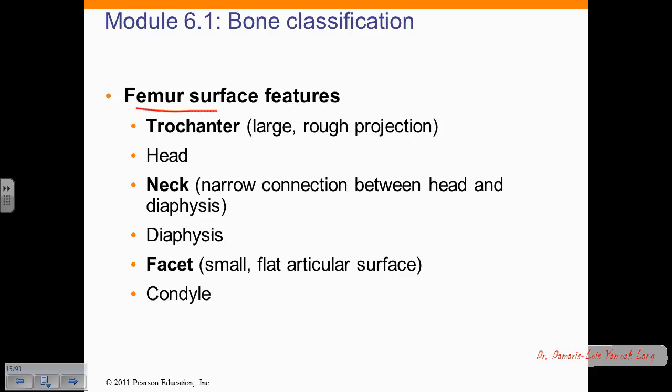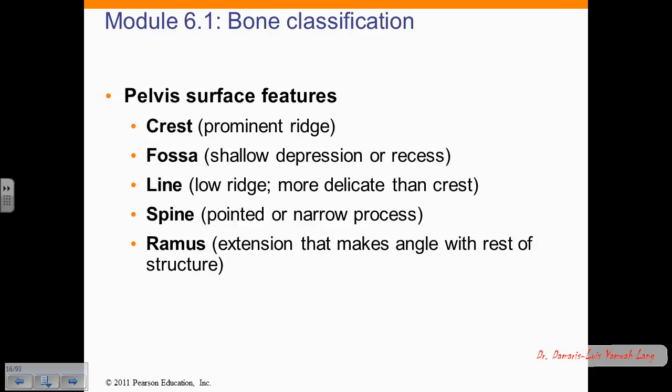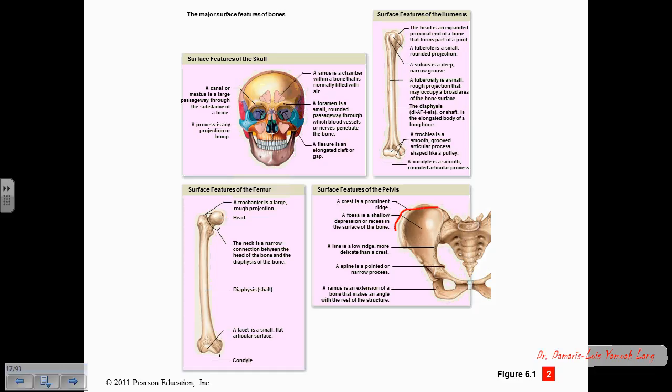And I also mentioned some surface markings, for example the femur. Again, if the projection is large and rough, they call it trochanter instead of tuberosity. In case it was smooth, then it would be tubercle. And then this particular bone has a neck as well, where the head of it connects to the neck. Sometimes flat surfaces where they are articulating surfaces, where they connect to other bones, they call them facets. The pelvis bone, I mentioned the crest. This line, protruded ridge, is called crest.